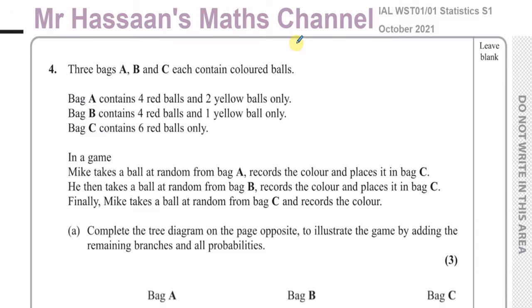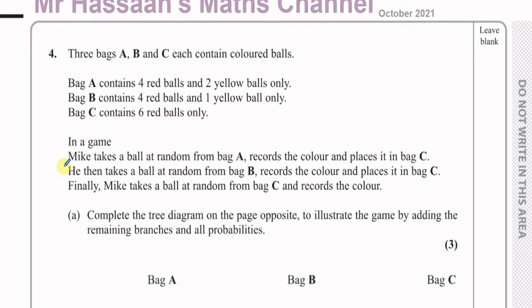This question here is about probability and probability trees. It tells us that 3 bags A, B, and C each contain colored balls. Bag A contains 4 red and 2 yellow balls. Bag B, 4 red and 1 yellow ball. And bag C contains 6 red balls only.